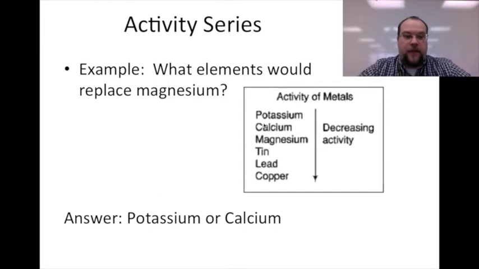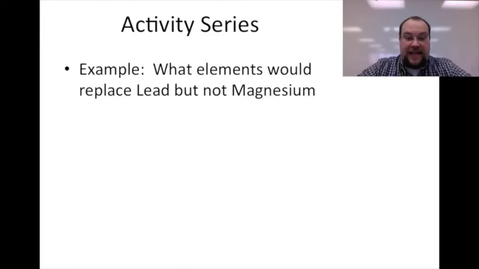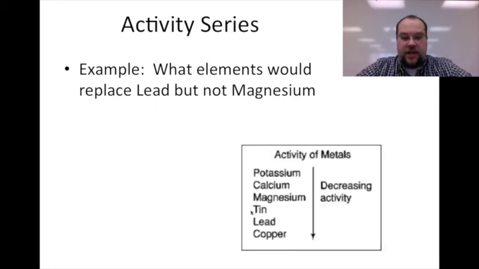Let's do another one. What elements would replace lead but not magnesium? Okay, so we look at our activity series. We've got lead down here and magnesium up here. Which element is essentially above lead but below magnesium? Well, you can see obviously that that's tin. Tin is more reactive than lead, so tin would replace lead, but it is less reactive than magnesium. It would not replace magnesium.